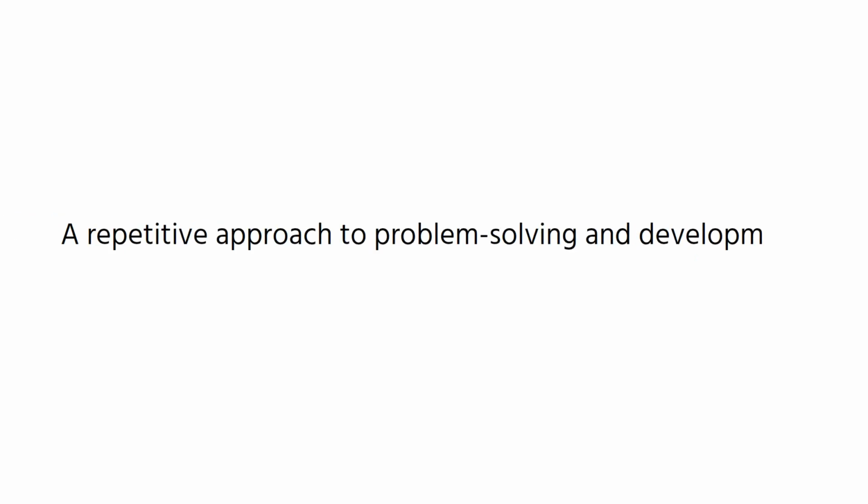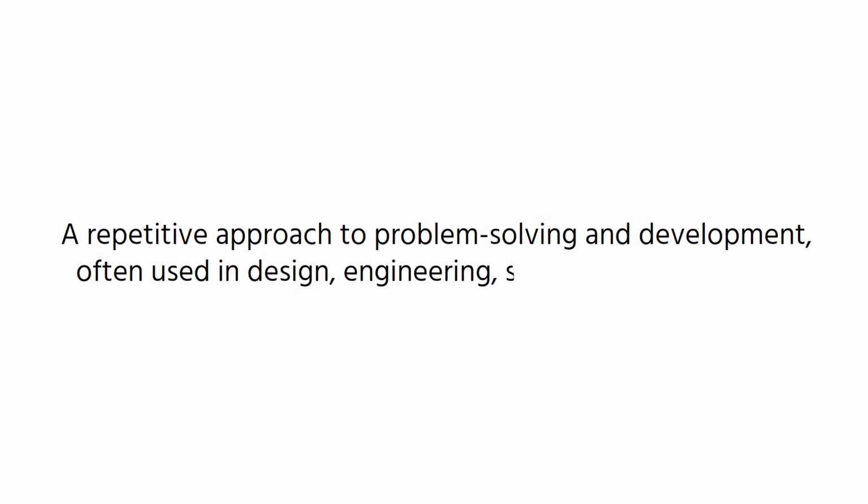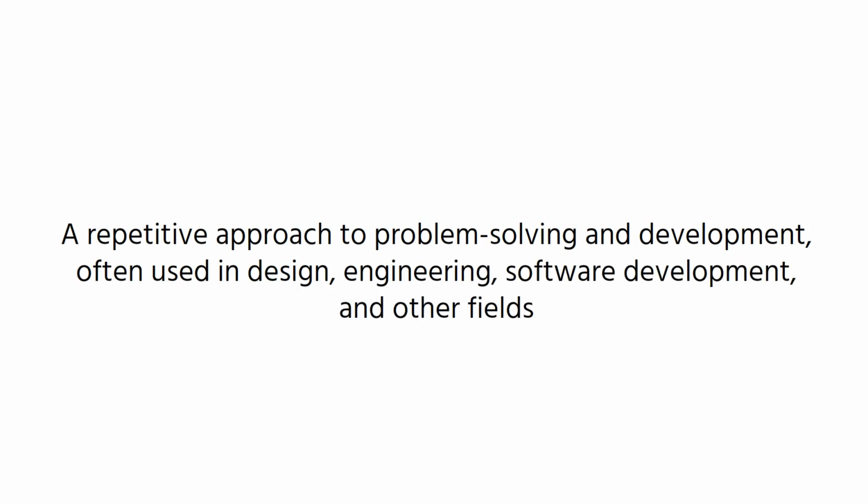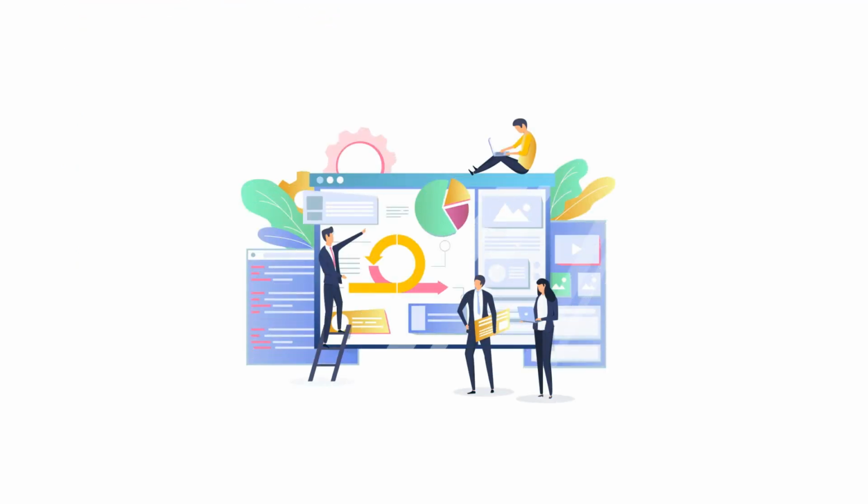Understanding the iterative process. The iterative process is a repetitive approach to problem-solving and development, often used in design, engineering, software development, and other fields. It involves continuously refining and improving a solution, product, or concept through cycles of evaluation and adjustment. Each iteration creates, tests, and assesses a prototype or version based on feedback and findings.